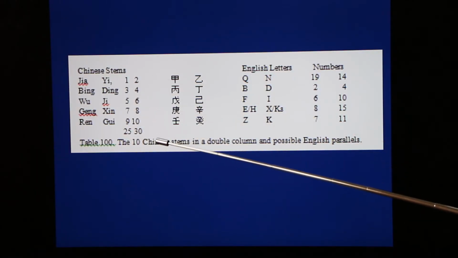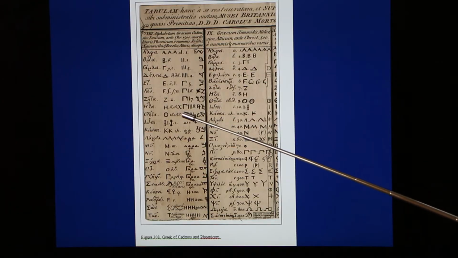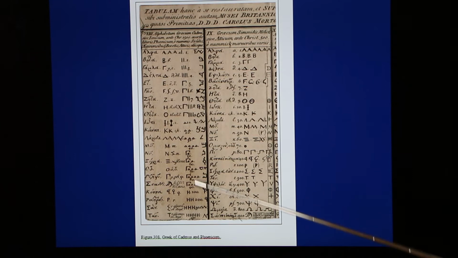Well, even the 10 stems of the Chinese can be related to English letters and English numbers. And some people have argued that the 10 stems and the 12 animals lead you in another way to the 22 letters, and that this may in fact be the ultimate source of where the 22 letter versions of alphabets come from. Here I take you to the alphabet of Cadmus, which is one of the earliest versions of Greek, and Phoenician. And there are parallels there again.